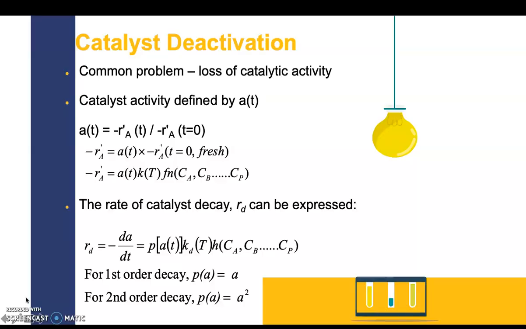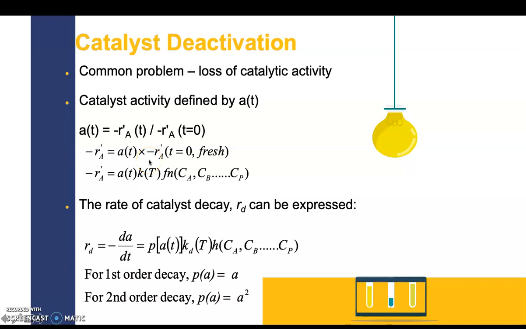Okay, so what is catalyst deactivation? It is also called catalyst decay. So, catalyst deactivation is actually a loss of catalytic activity. Okay, so catalyst activity is defined by A(t) equals to -r_A at time t, at any time, over -r_A at time 0.